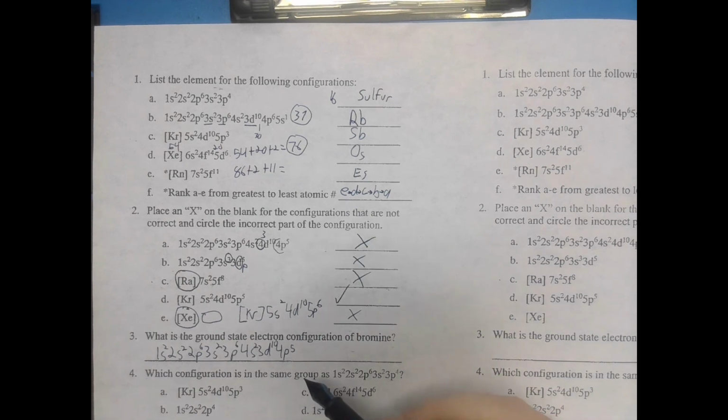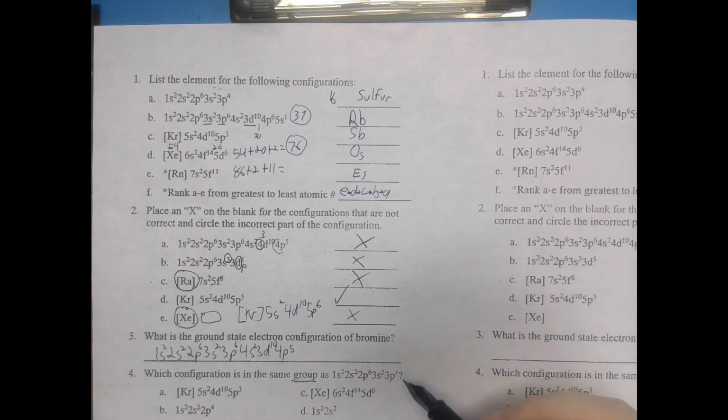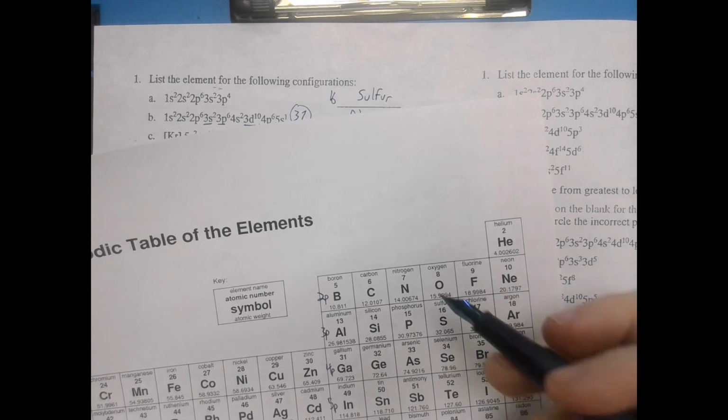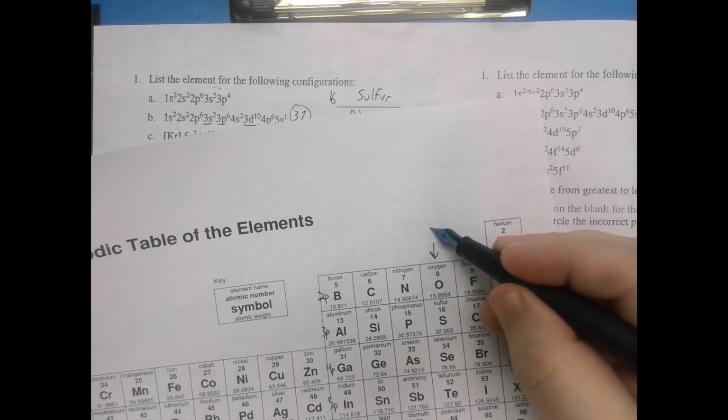So which of the following is in the same group? Group means column. So we're looking at p4. Everything, so 1, 2, 3, 4. Everything in here is p4.